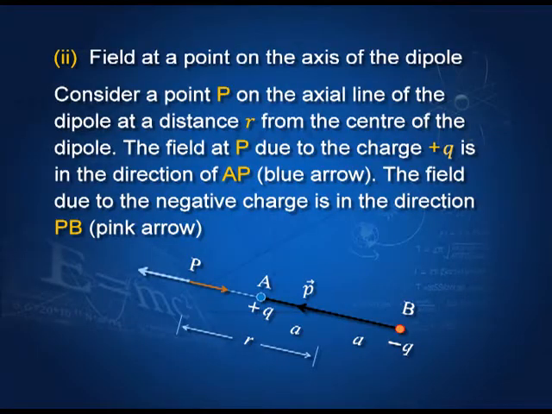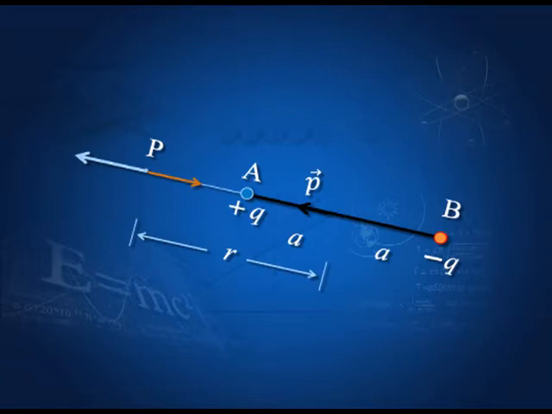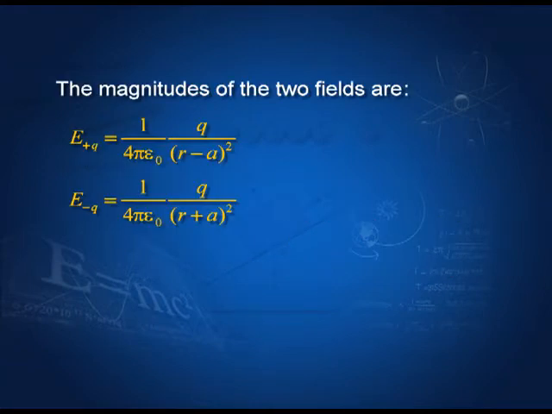Let us now find the field of the dipole at a point P, which is along the axis of the dipole. So here again we have charge q, we find the field at P, we have charge minus q, we find the field at P, and then we add them and find the net field at the point P. So the field due to plus q is 1 by 4 pi epsilon 0 q by (r minus a) squared. You see, this is a, and this distance is r, this distance is r minus a. So E minus q is 1 by 4 pi epsilon 0 q by (r plus a) squared.